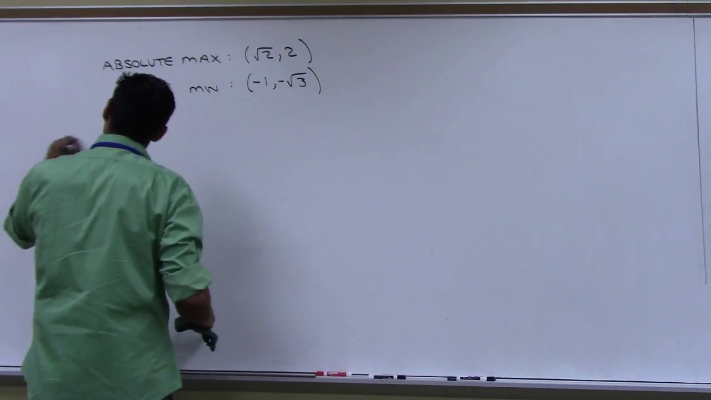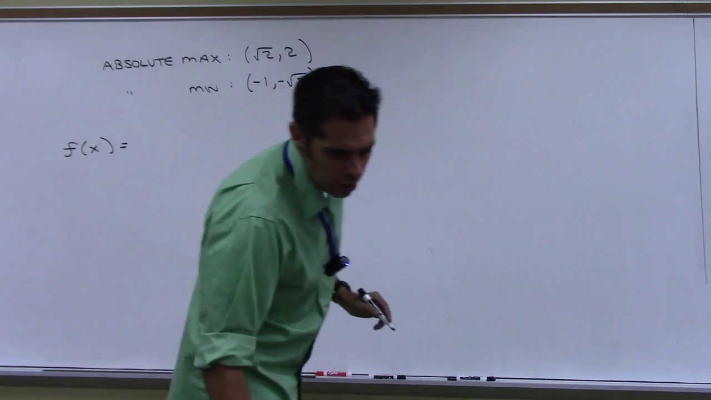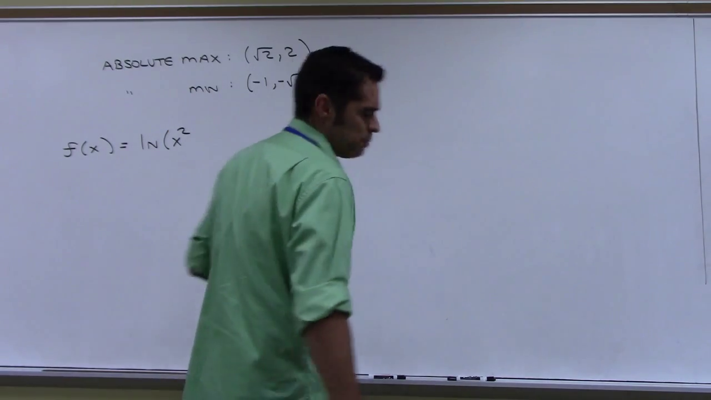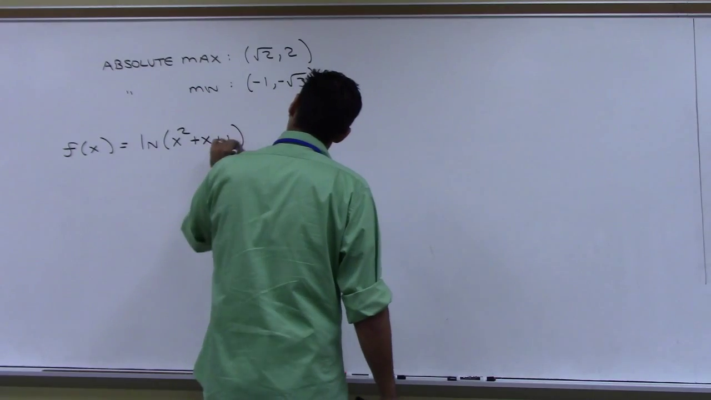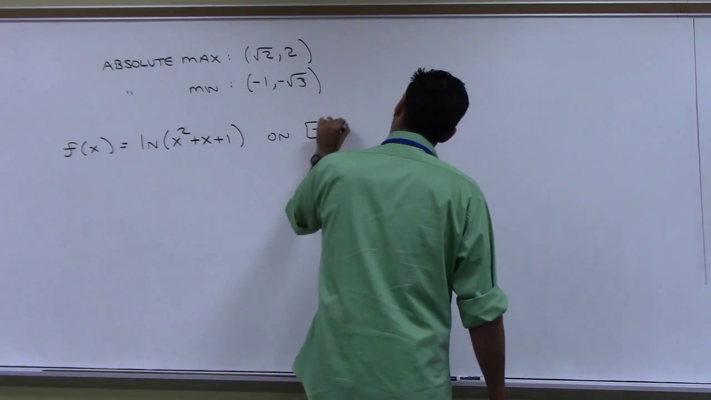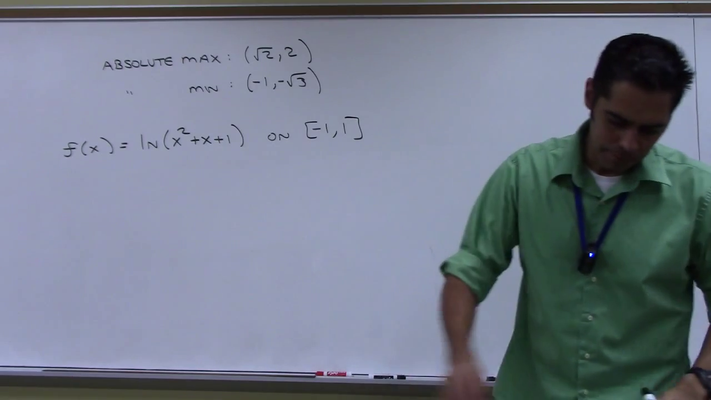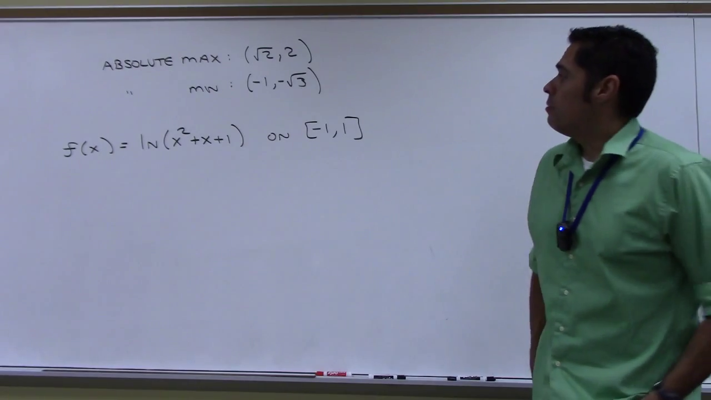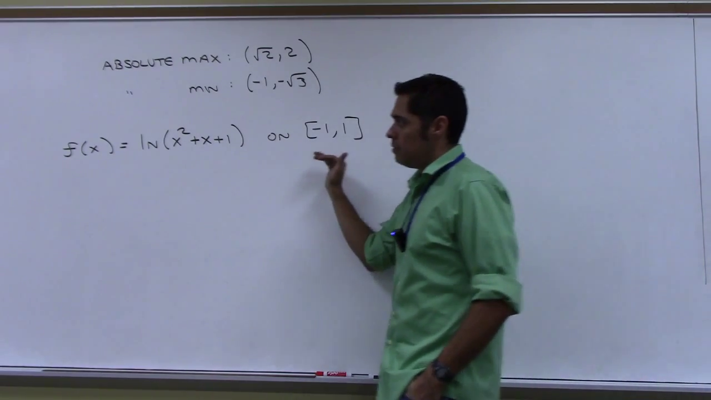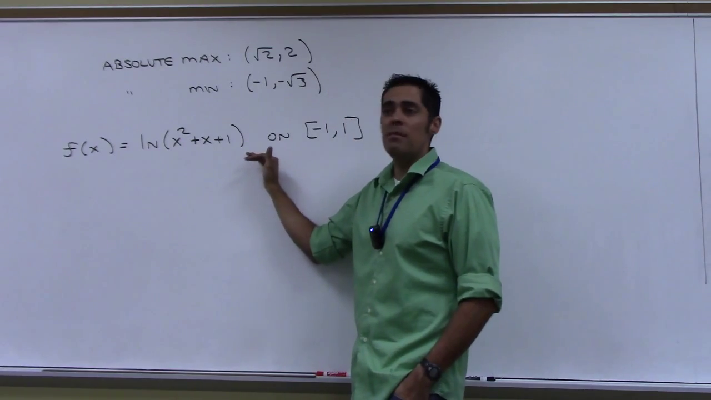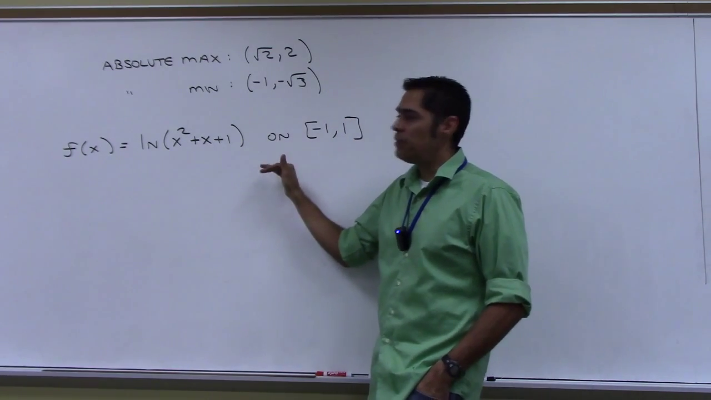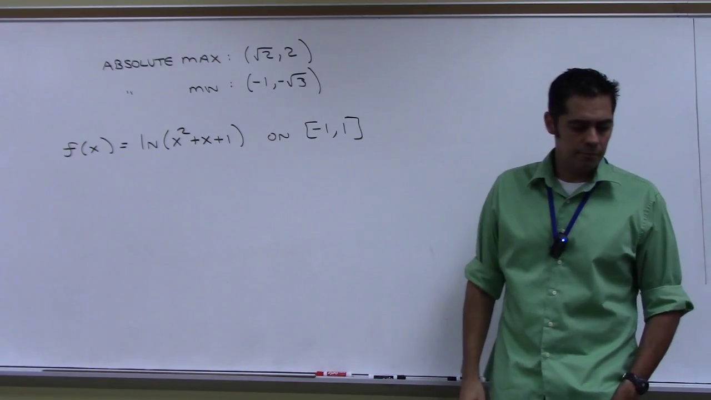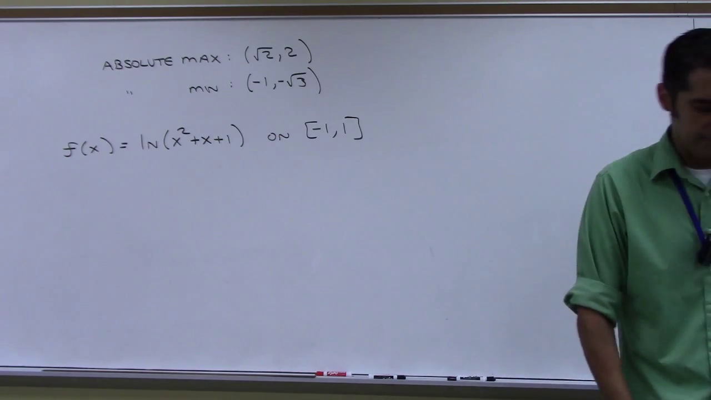It was f of x is natural log of x squared plus x plus 1 on the interval -1, 1. And I did not do that in class, right? Okay. So what you're being asked to do here is find the absolute maximum and absolute minimum values of this function on this interval. That's what you're supposed to do. All right? Have at it. I'm going to set up my computer here.